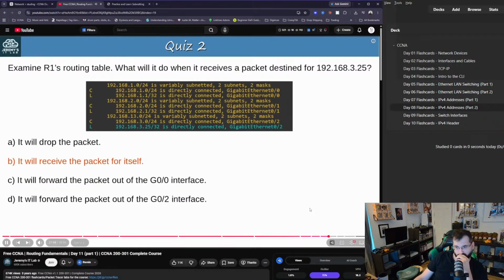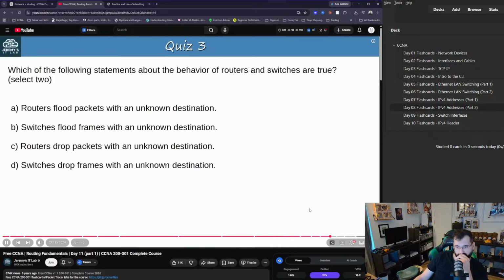Okay, let's go to question 3. Which of the following statements about the behavior of routers and switches are true? Select 2. Pause the video now to select the best answers. Routers do not flood packets. Switches do flood packets with an unknown destination. Routers drop packets with an unknown destination. Switches drop frames of an unknown destination. It's either B or C.